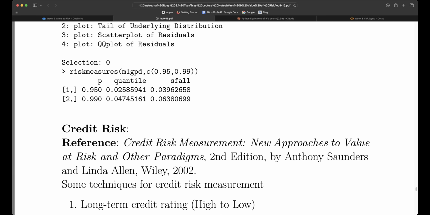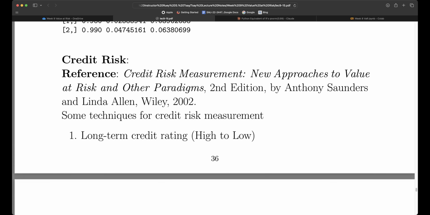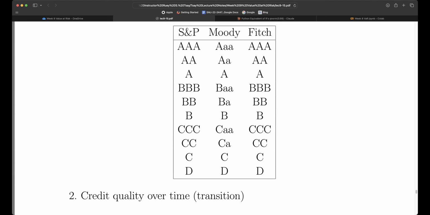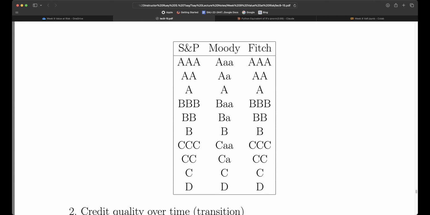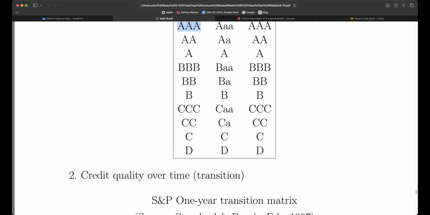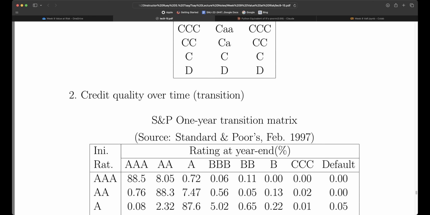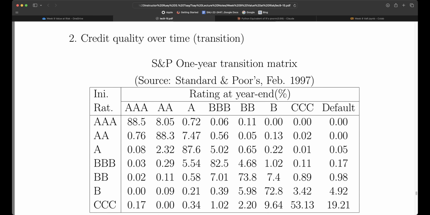Credit risk. Okay, this is something we need to learn. Some techniques for credit risk management are long-term credit ratings, from high to low. This is credit rating, from S&P, Moody's, and Fitch. AAA is the highest credit quality and D is the lowest credit quality. Credit quality changes over time, so we need a transition matrix.